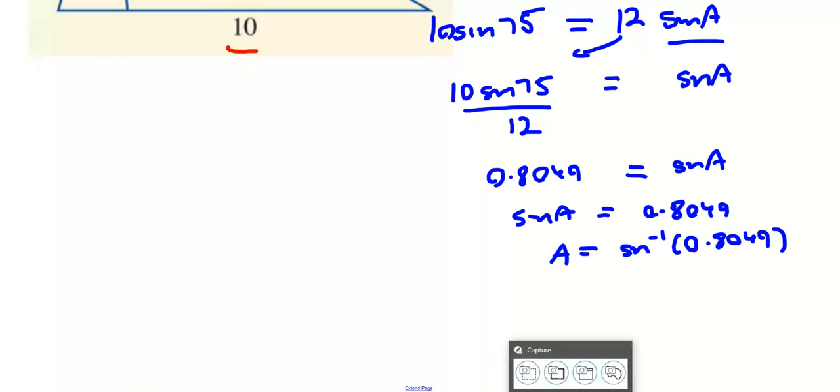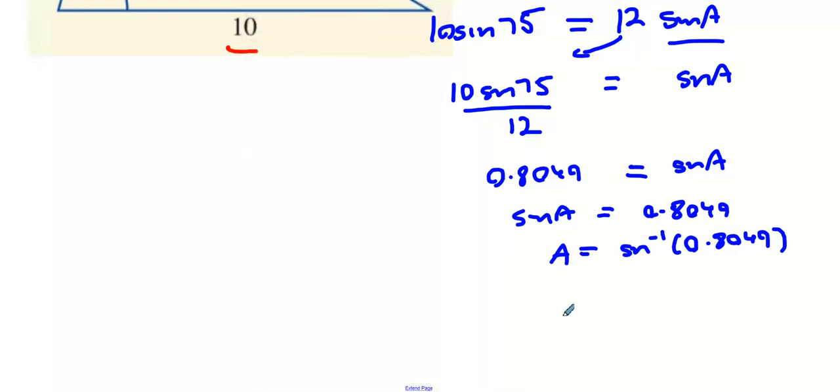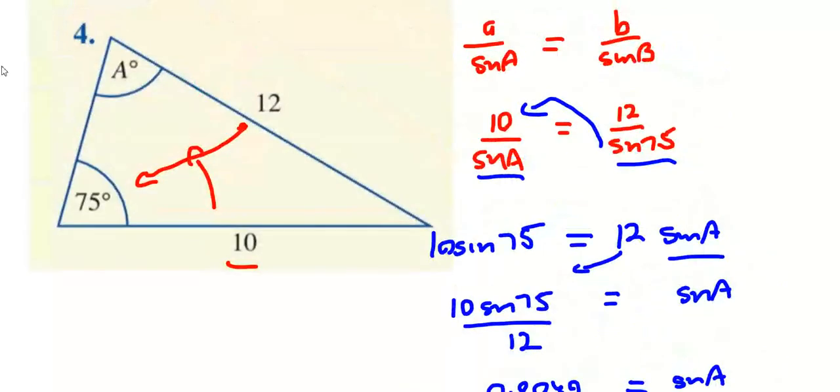So what we do here is shift sine 0.8049. And there you have 53.6 degrees, which would be 54 degrees. So in this triangle, this angle here would have to be 54 degrees to make it work. It makes sense because the 75 looks at a 12 and 10 is smaller than 12, so 54 should be smaller than 75.